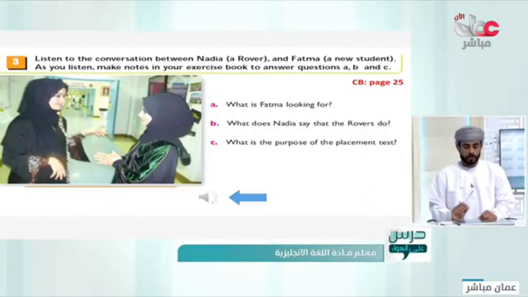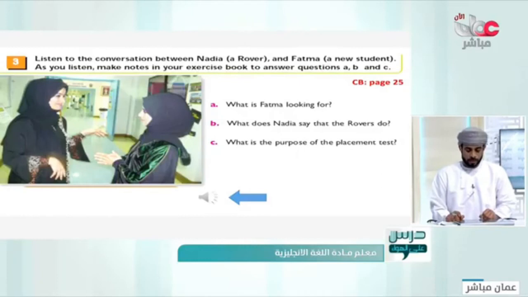Okay? So the first question said, what is Fatima looking for? It seems that Fatima is facing a problem. She's looking for something or looking for a place. So what kind of place is she looking for? What does Nadia say that the rovers do? It seems that Fatima has asked Nadia about what rovers do. So Nadia will say something about the work.